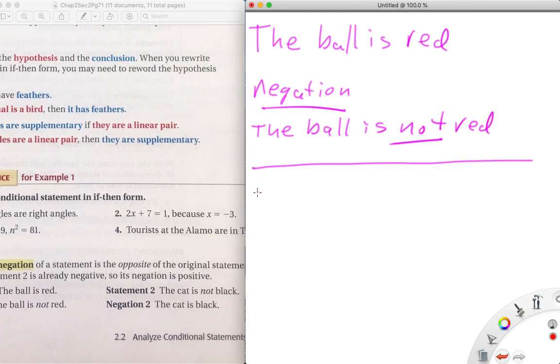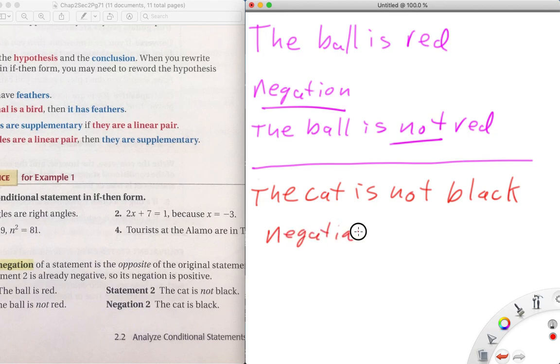The cat is not black. That is our initial statement. The negation of that is that the cat is black. So when you think of the negation, we think of it as an opposite statement. If something is, then the opposite of is that is it's not. If something is not, then the opposite of is not is that something is. Something is.